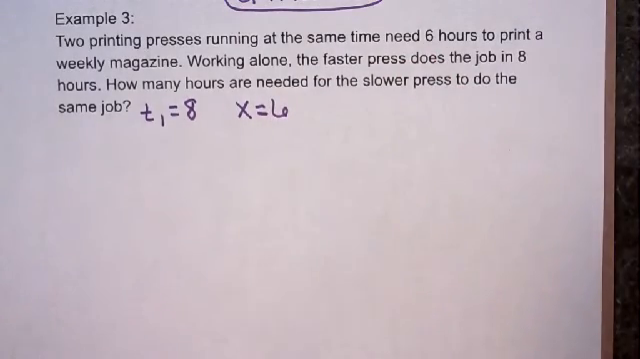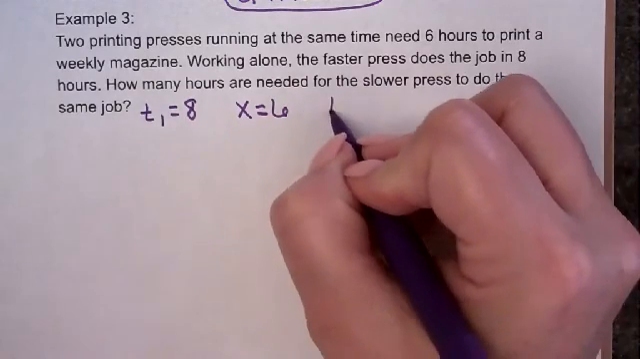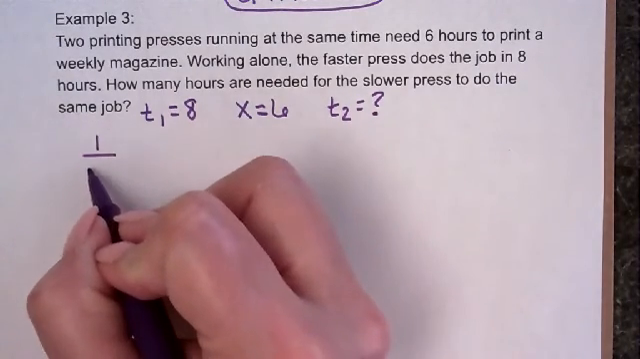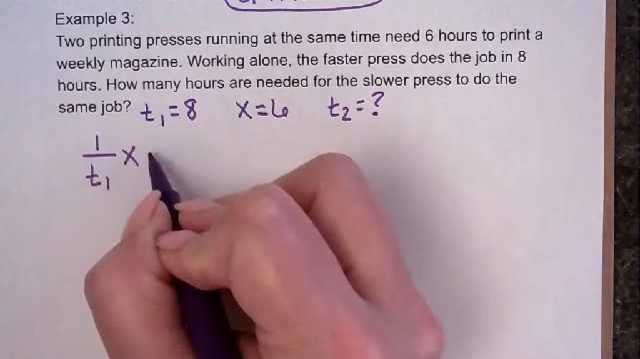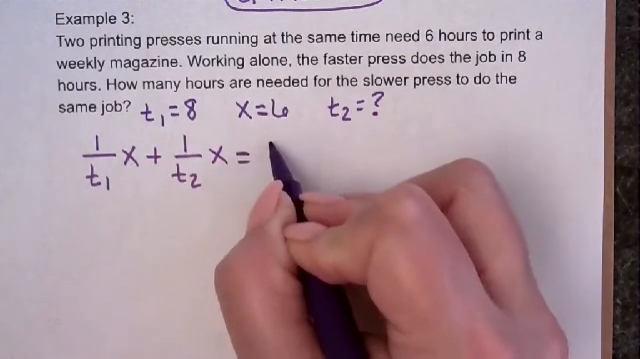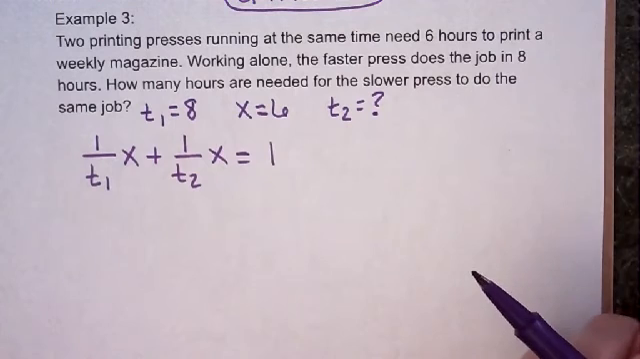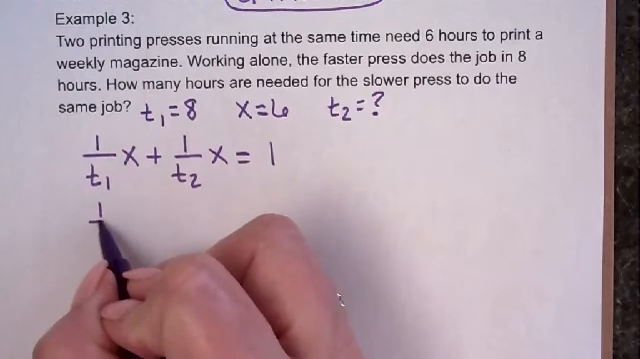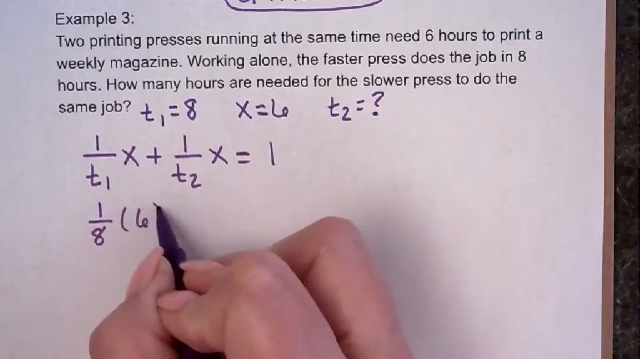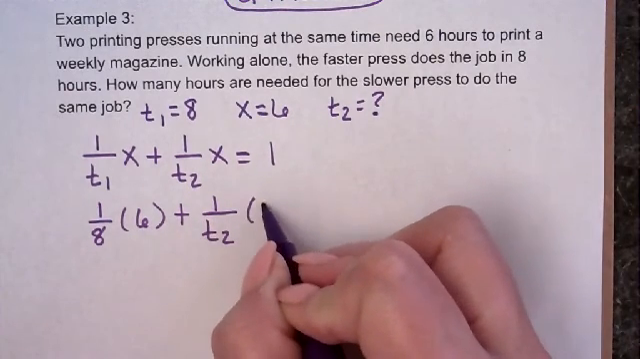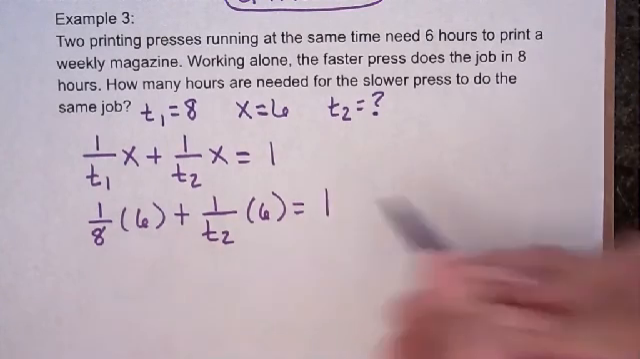Okay? And it says how many hours are needed for the slower one. So what I'm really looking for here is the T sub 2. That's what they're asking me to find. So I'm going to write down my formula. 1 over T sub 1 times x plus 1 over T sub 2 times x equal to 1. Now I'm going to put my two numbers in their appropriate spots. So what I'm going to have right here is 1 over 8 times 6 plus 1 over T sub 2 times 6 equal to 1.